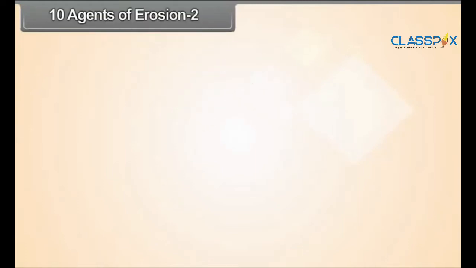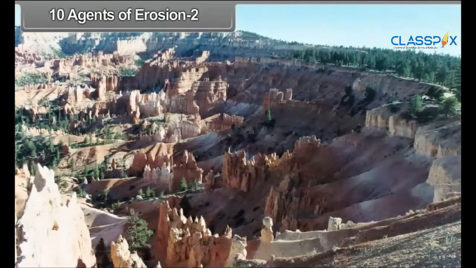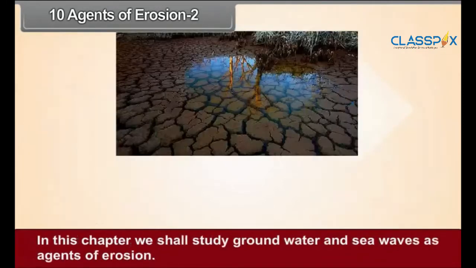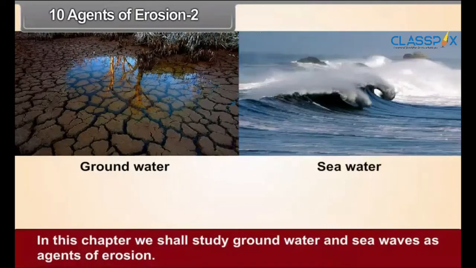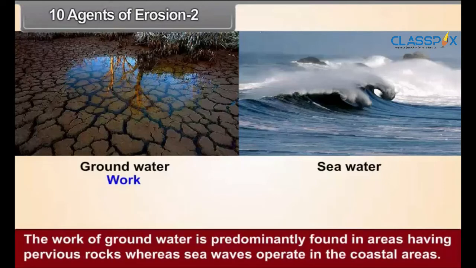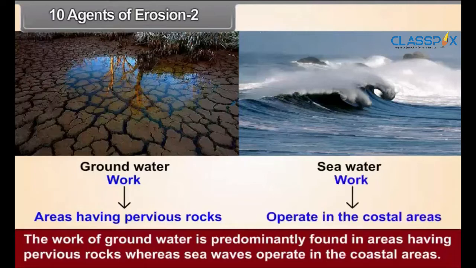Chapter 10, Agents of Erosion, Part 2. In the last chapter, we studied the agents of erosion that are related to the climate. In this chapter, we shall study groundwater and sea waves as agents of erosion. The work of these two agents is related to specific locations. The work of groundwater is predominantly found in areas having pervious rocks, whereas sea waves operate in the coastal areas.